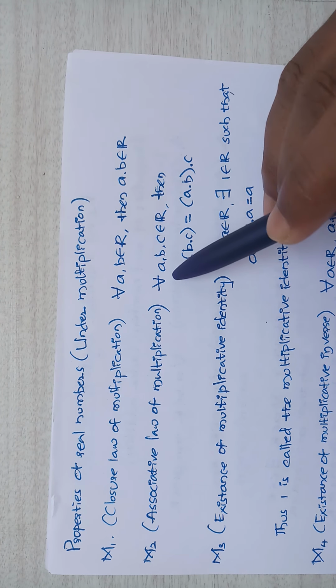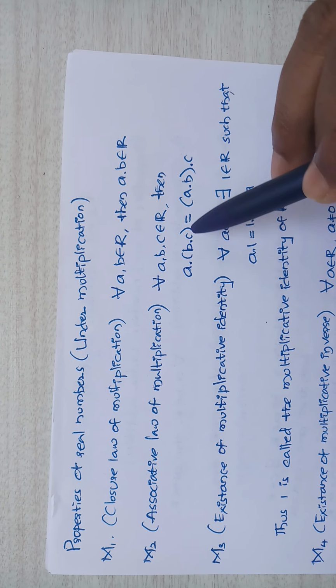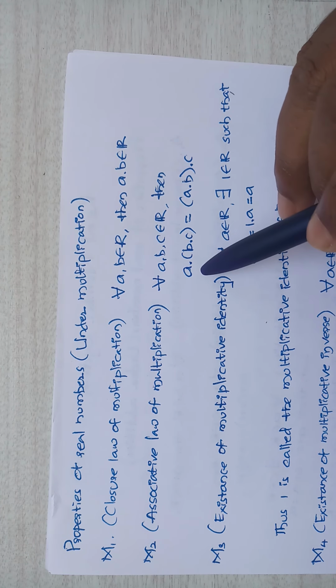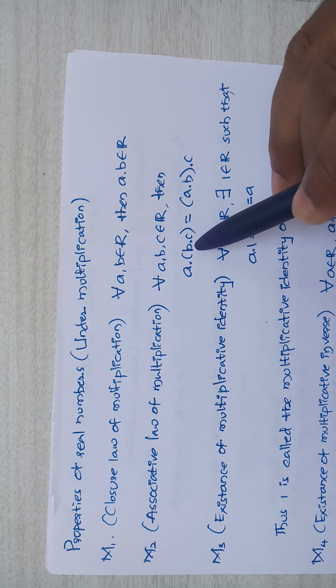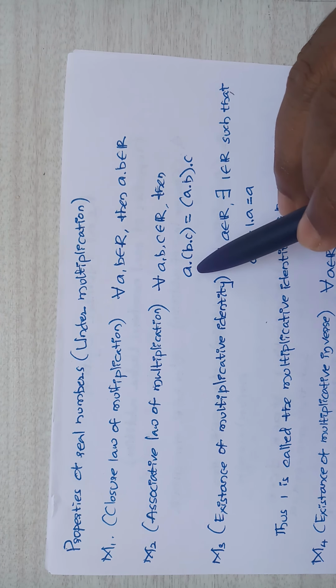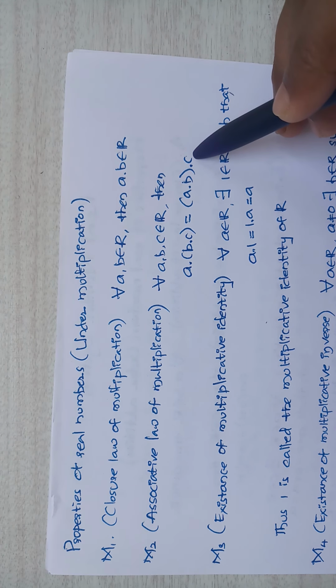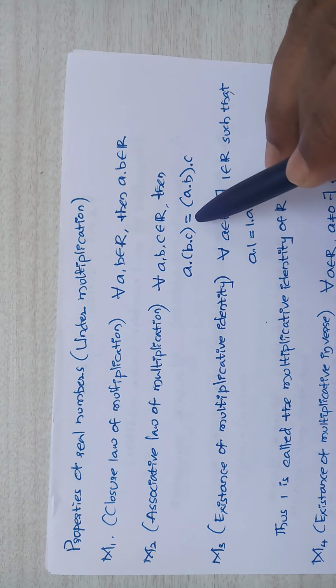Next, associative law. For all a, b, c belongs to R, take any three real numbers. I take a, b, c as 1, 2, 3. So (1 into 2) into 3, and 1 into (2 into 3). 2 into 3 is 6, and 6 into 1 is 6. And 1 into 2 is 2, 2 into 3 is 6. So 6 equals 6. Therefore your associative law holds good.